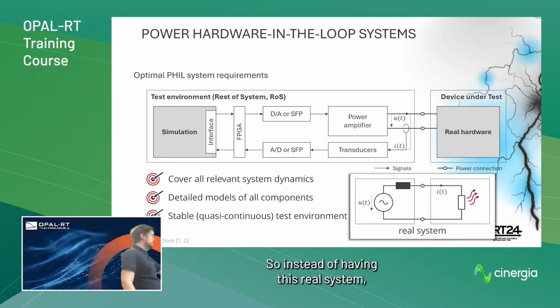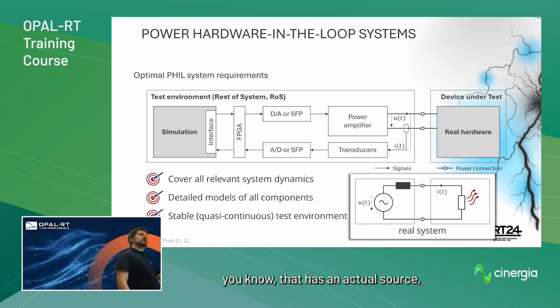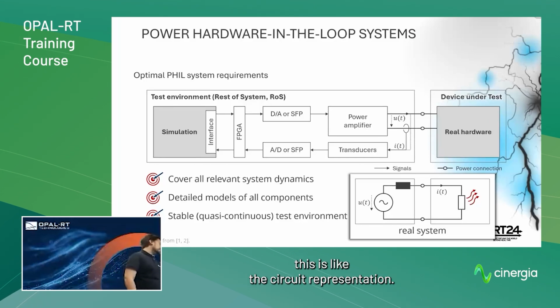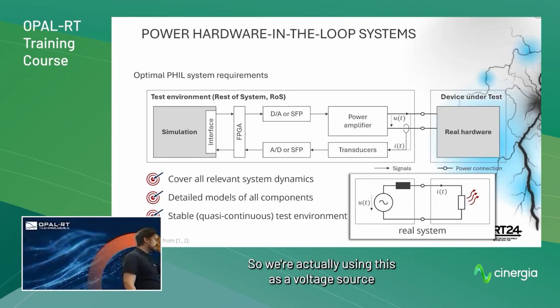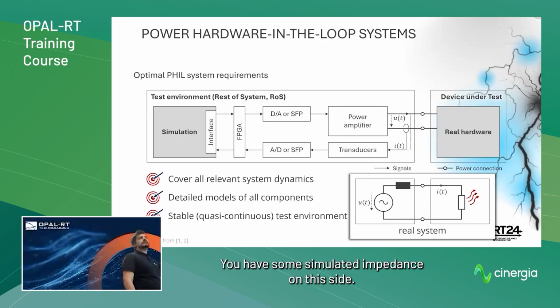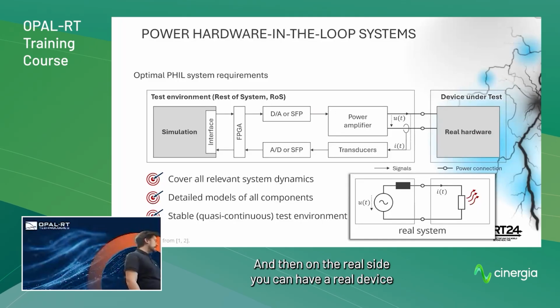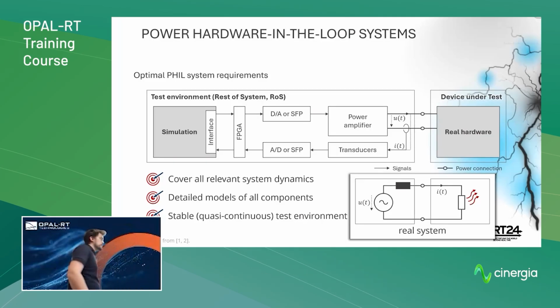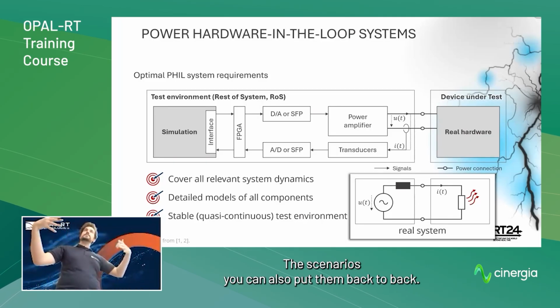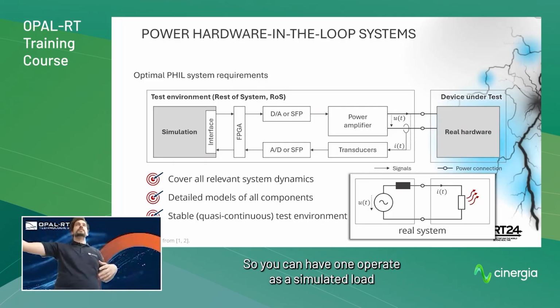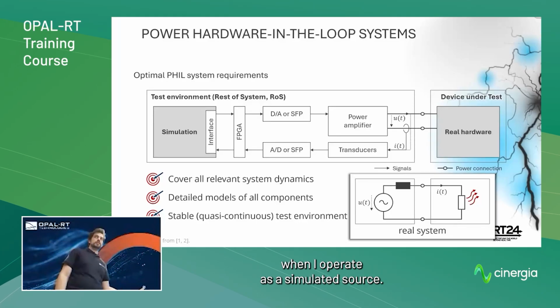So instead of having this real system that has an actual source, this is the circuit representation. So we're actually using this as a voltage source or a current source. You have some simulated impedance on this side, and then on the real side, you can have a real device that might be present. With Cinergias, you can also put them back to back. So you can have one operate as a simulated load, one operate as a simulated source.